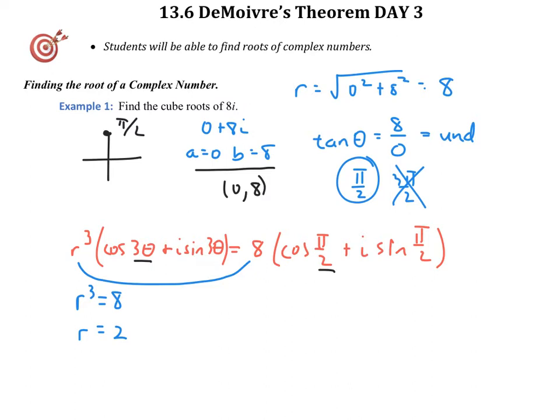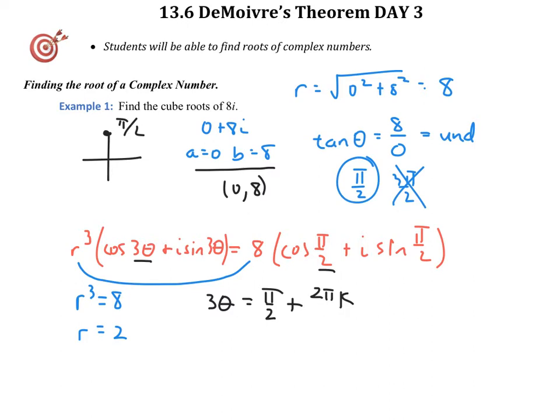Now remember that we are going to find 3 angle measures. So it's been a while since we've done this. We're going to say that 3 theta is equal to pi over 2 and all of the ones that end at pi over 2, which means plus 2 pi k. Okay? Yeah, it's back. All right.